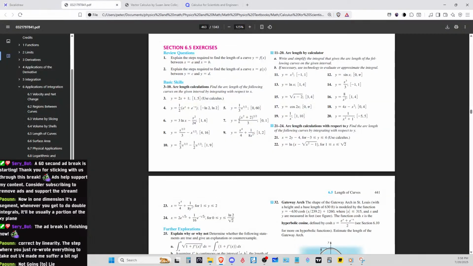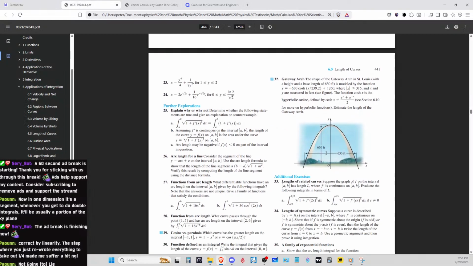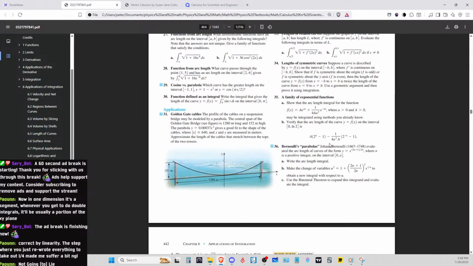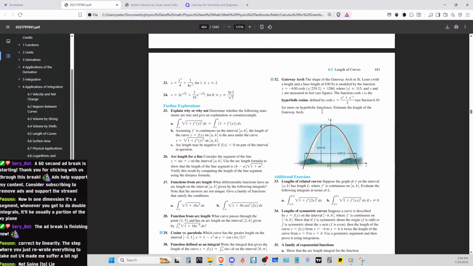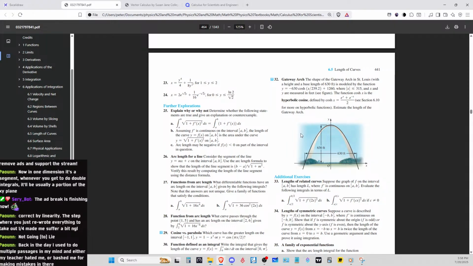But what else is there? Oh, there's a word problem with arc length. Maybe I also should cover hyperbolic functions. I have never done hyperbolic functions ever in school. I don't know why. They never really covered it. I guess maybe it was because it was too far in the curriculum.